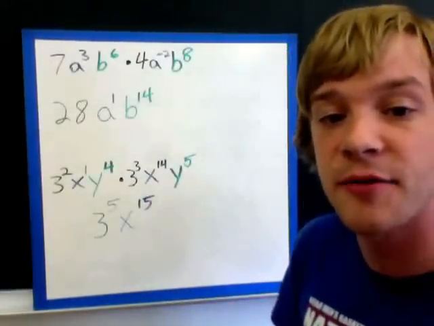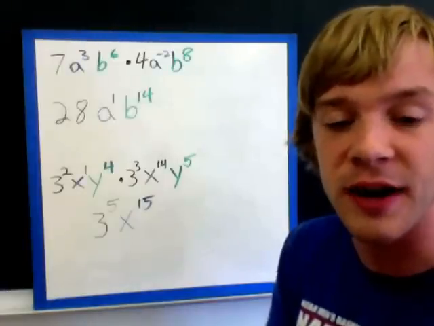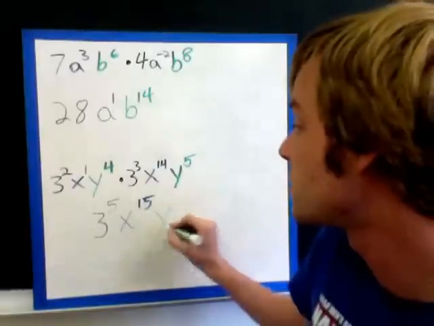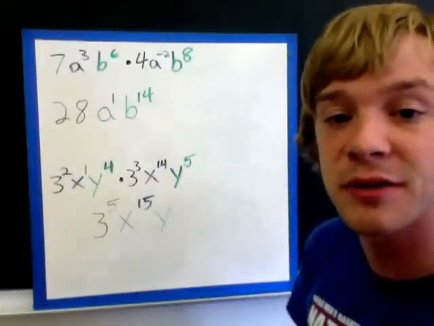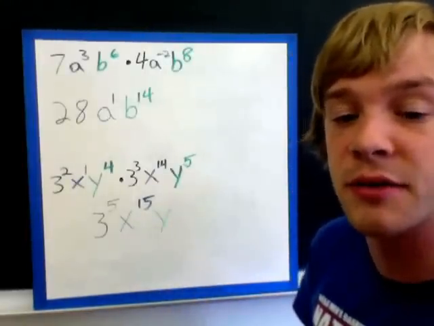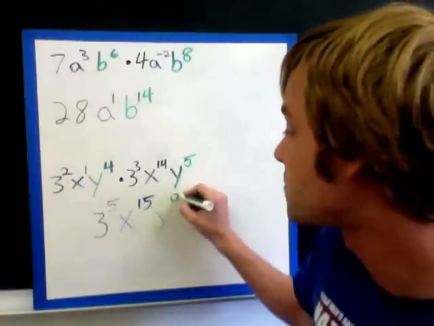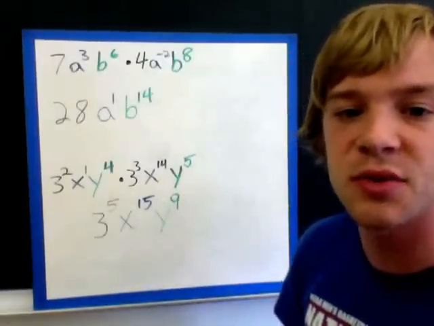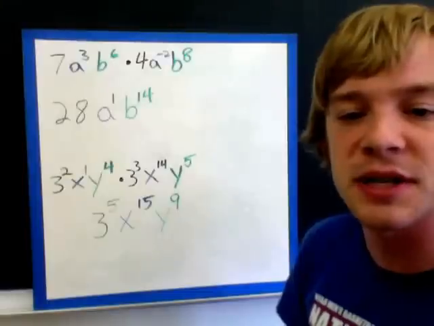Lastly, I have y to the 4 and y to the 5. So my base is going to be y. I add my powers together, and I get y to the 9th. So my answer here is 3 to the 5th, x to the 15th, y to the 9th.